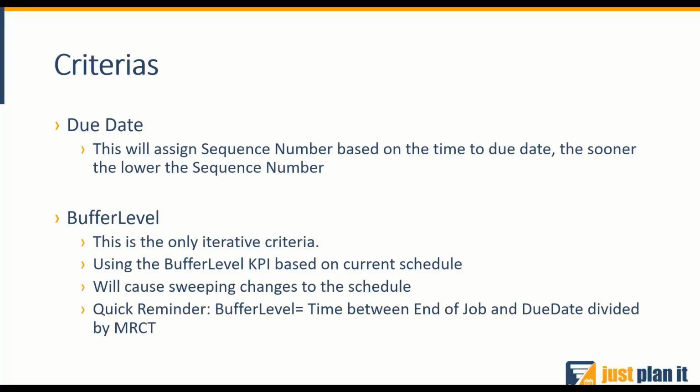You will get a buffer level of 3 because we divide the time between the end of the job and the due date, the 3, by the 1 day of completeness, the 1. So we get a buffer level of 3. Everything should be good.